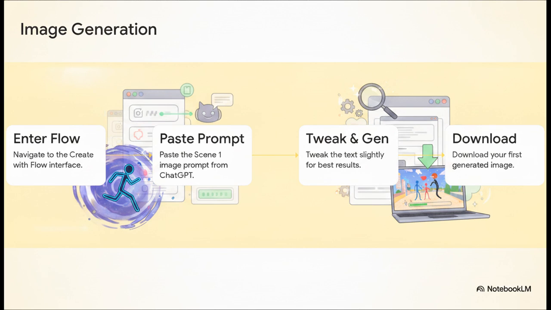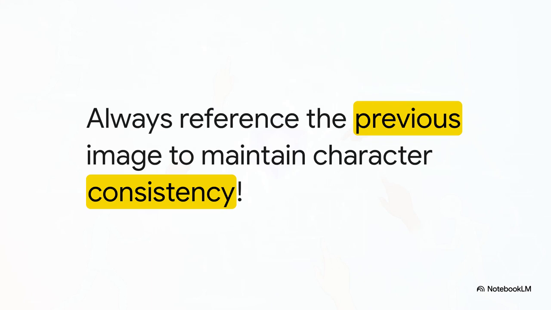Well, get ready, because here comes the absolutely most critical part of the entire workflow. I cannot stress this enough. Pay attention to this secret trick. The absolute biggest giveaway of bad AI animation is when a character's face or their clothes or their style just changes completely from one scene to the next. It ruins the whole vibe. To prevent that, you must use this trick.